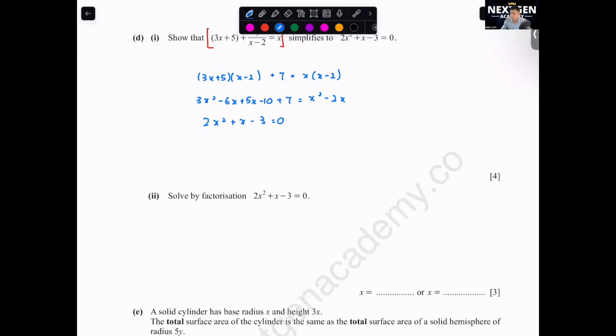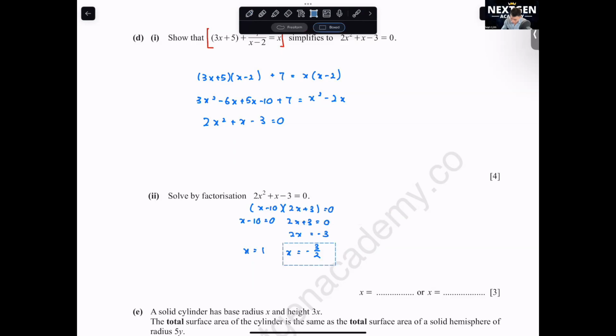Question 2, solve by factorization. This time you can use your calculator also if you want. If you use calculator, you'll get x equals to 1, x equals to negative 3 over 2. You just work backwards. You can write this x minus 1 equals to 0. This one will be 2x equals to negative 3, 2x plus 3 equals to 0. So you get x minus 1 and 2x plus 3 equals to 0. Make sure you all show the factorization step. If you don't show the factorization step, this bracket, you'll get it wrong. So this one is 3 marks. The marks is in the steps.